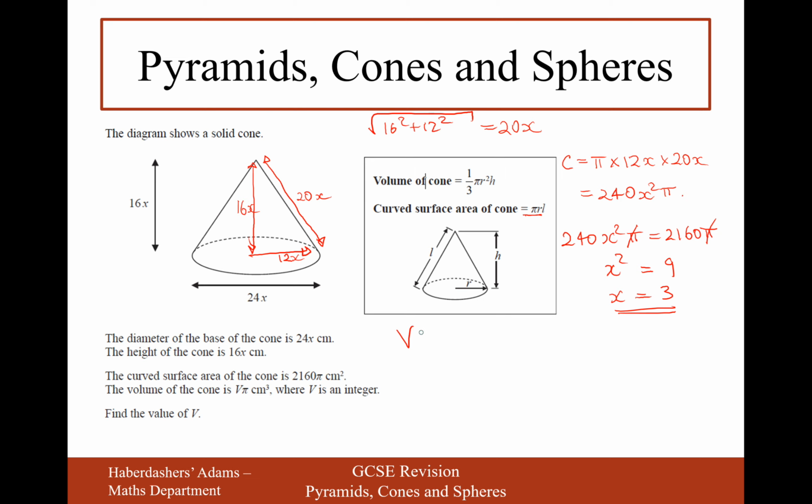Okay, so now we need to work out the volume of the cone. So the volume of the cone is going to be a third times pi times r squared. So 12 times 3 is 36. So it'll be 36 squared times by h. And the h is 16 times 3. 16 times 3 is 48. So it's going to be 36 times 36 times 48, divide that by 3 for the third at the front. That's going to be 20736 pi centimeters cubed. So therefore V is equal to 20736. Lovely, there we are. That's the answer to this question here.